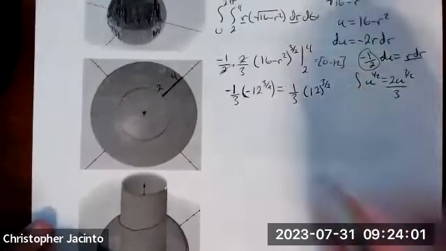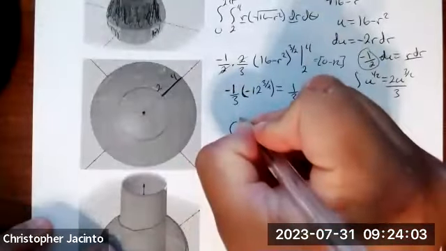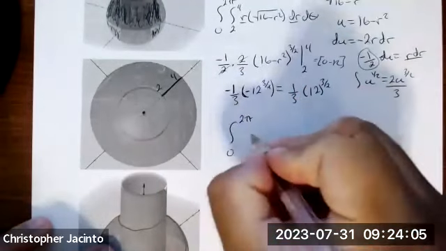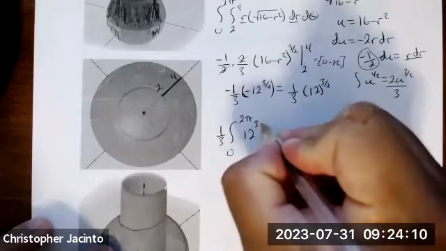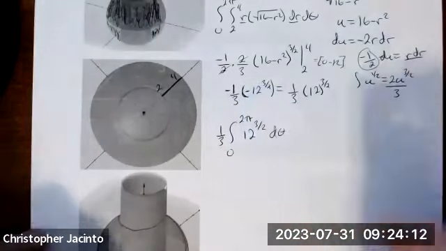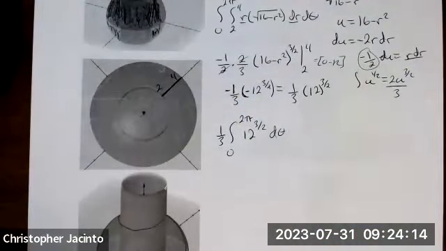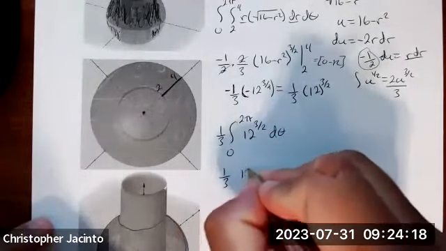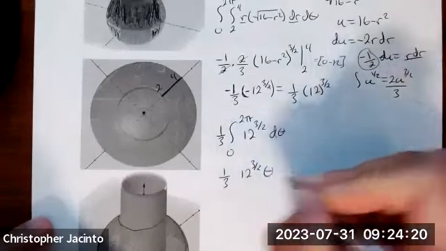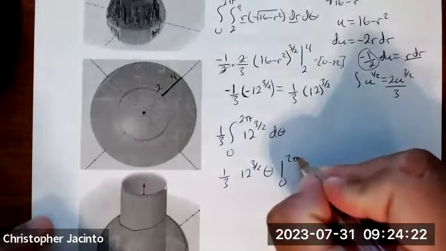All right, now we just take the integral of theta and we call it a day. Oh, and just don't forget we're going to double it. That's it. So I'll put the 1/3 out here and the theta. So we get 1/3 12 to the 3/2 theta, evaluated from 0 to 2 pi.